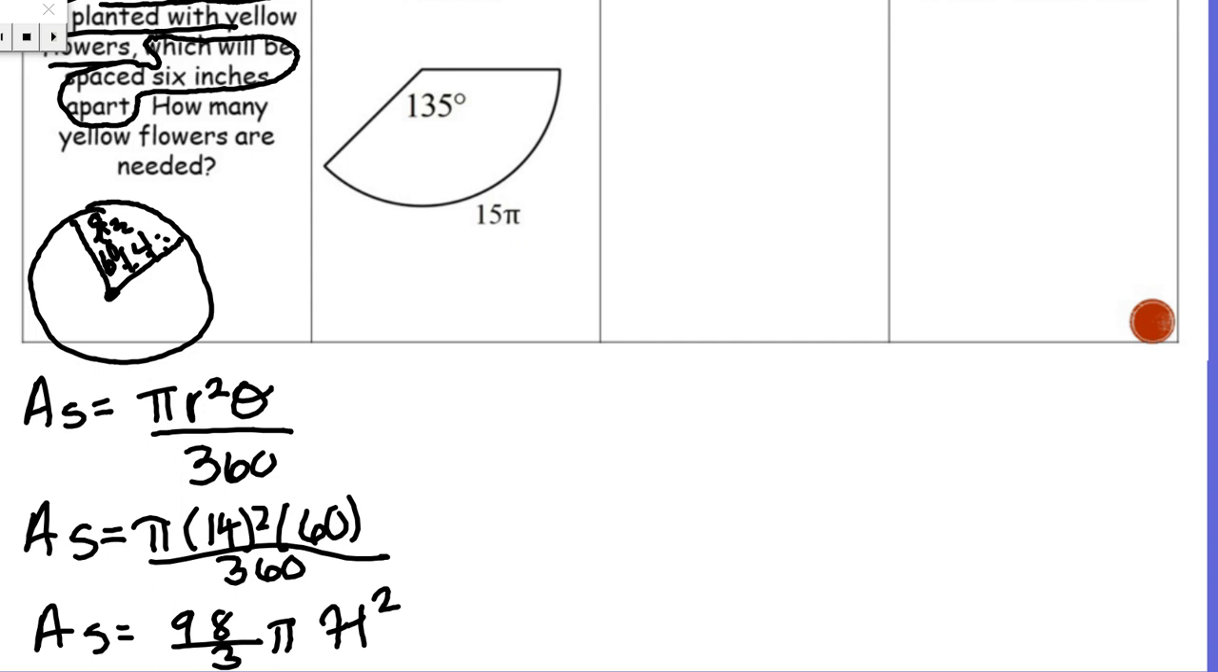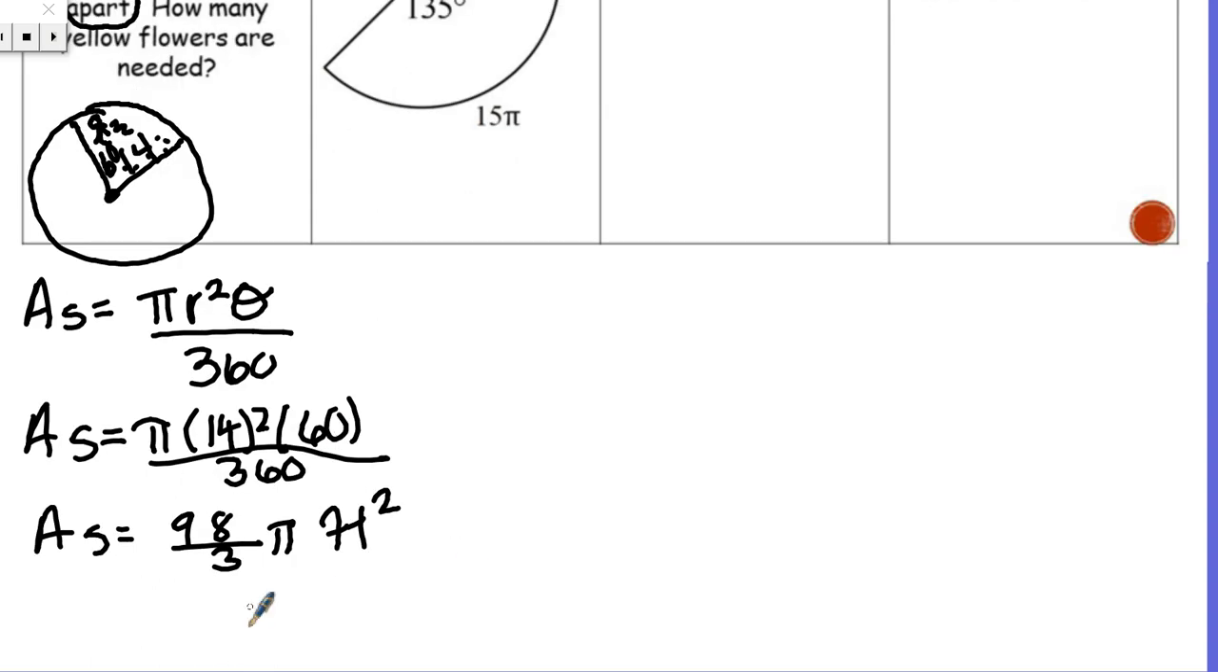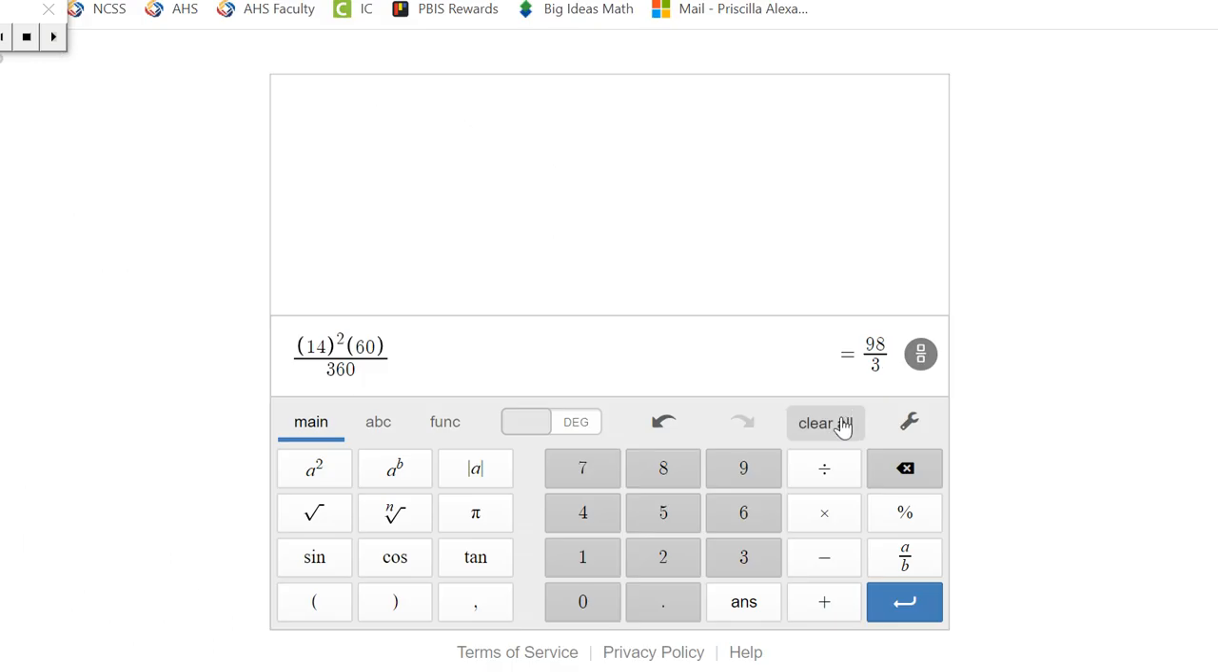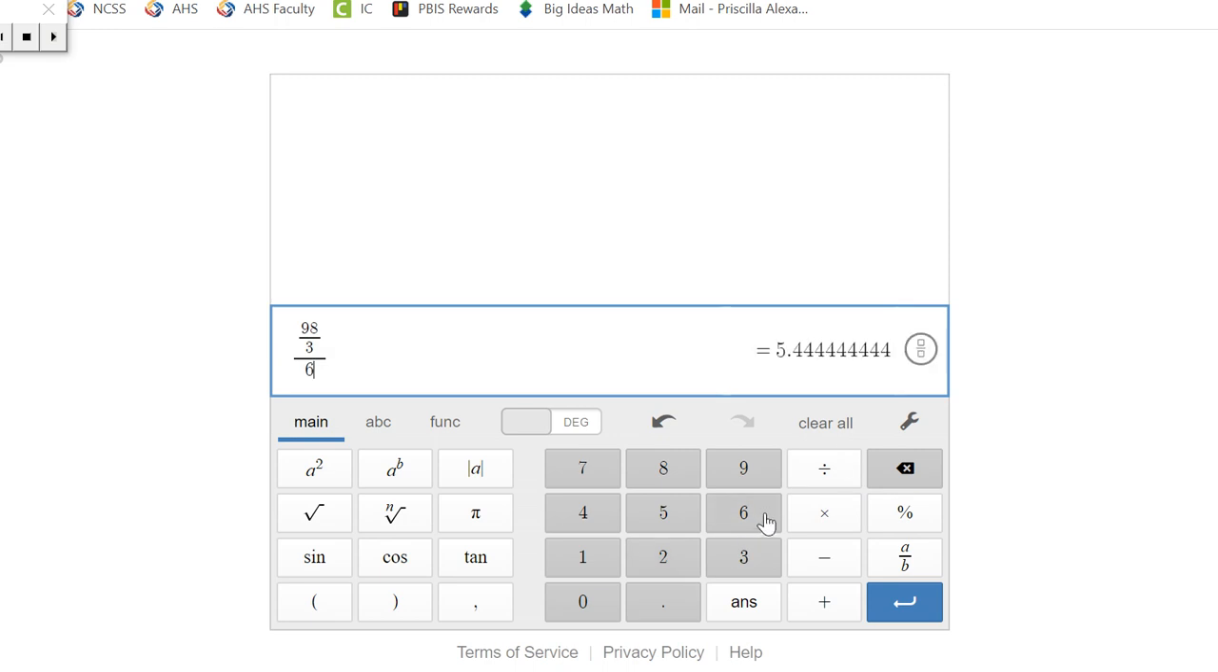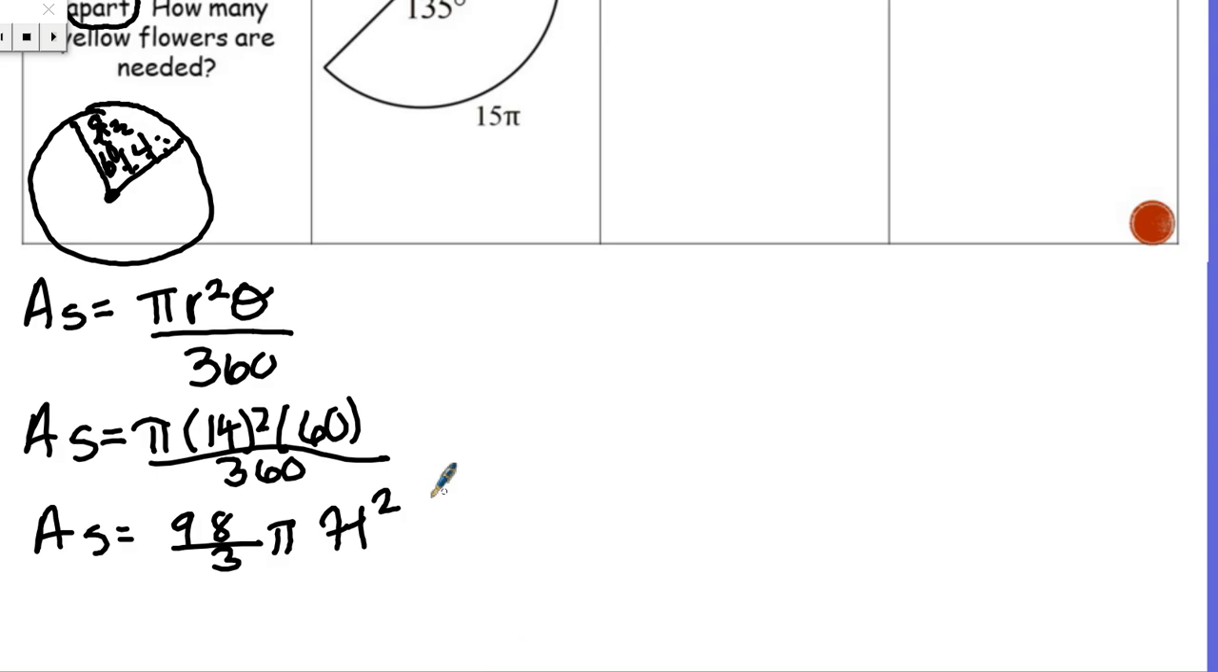Now this is the area, but the flowers are going to be 6 inches apart. So I need to take this and divide it by 6. So I'm going to say 98 over 3, and I'm going to divide that by 6. That tells me I need about 6 flowers in this space.